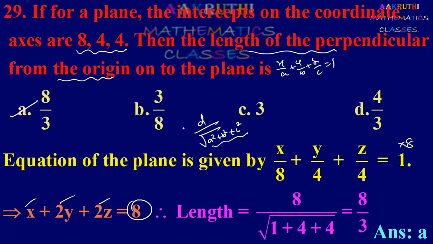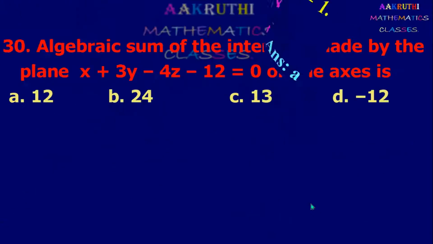So that is, the distance of a plane from the origin is mod of d divided by root of a square plus b square plus c square. Here we get 8 divided by root of 1 square plus 2 square plus 2 square, which is 8 by 3, which is option A. So next, question number 30.